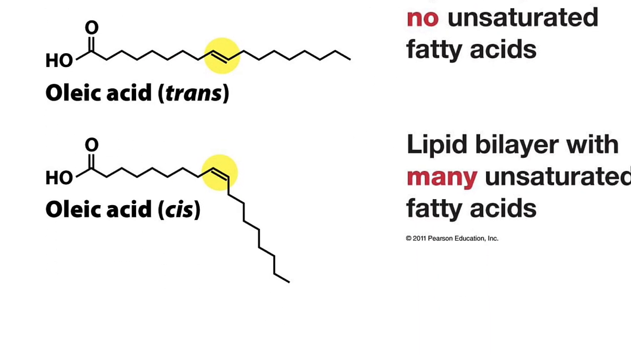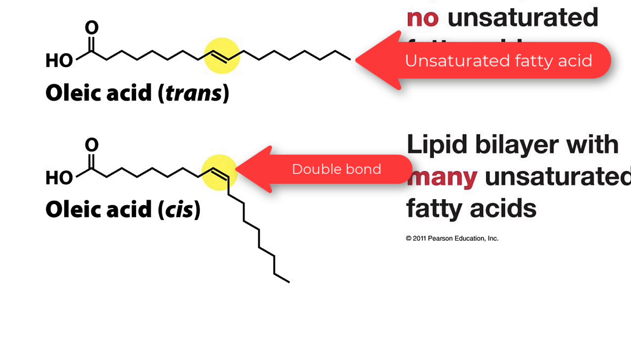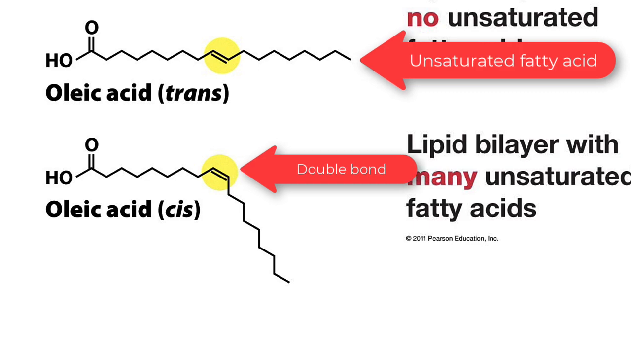If a fatty acid has double bonds in it, where two neighboring carbons share two sets of electrons, that's called a double bond, it is called unsaturated. In this case, the fatty acid will have a kink in it, and this type of lipid with unsaturated fatty acids cannot pack as tightly.